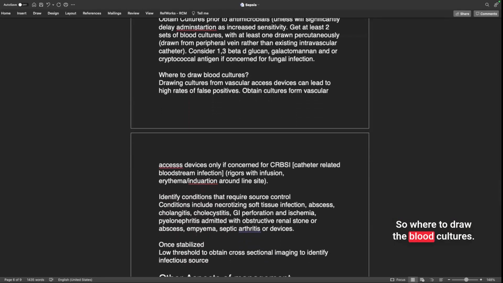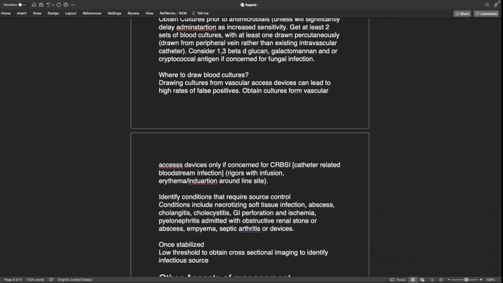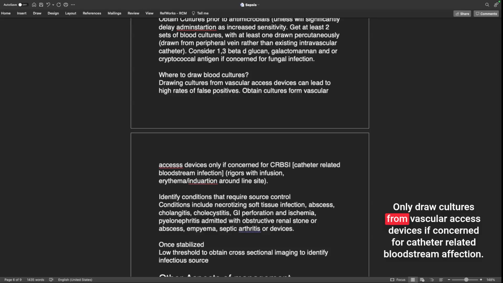So where to draw the blood cultures? Get at least 2 sets of blood cultures, preferably from a peripheral vein, and at least 1 drawn percutaneously. Let me say that again. You get 2 blood cultures, 1 drawn percutaneously from a peripheral vein, and the other one can be from any other site. Only draw cultures from vascular access devices if concerned for catheter-related bloodstream infection.